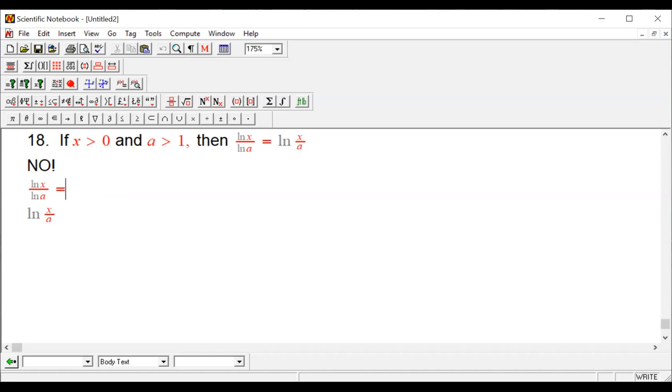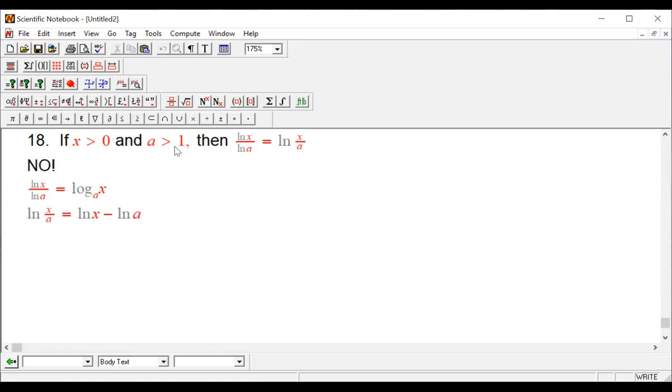And this equals log base a of x. And this one equals ln x minus ln a. You see, they're very different, but yet this is a very, very common mistake, okay? You can plug in numbers.